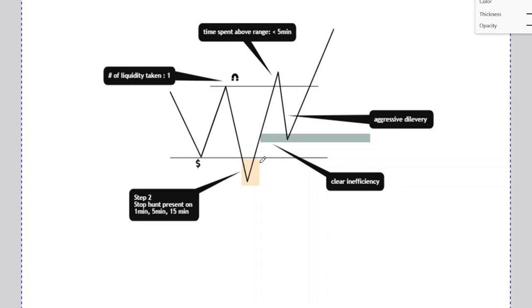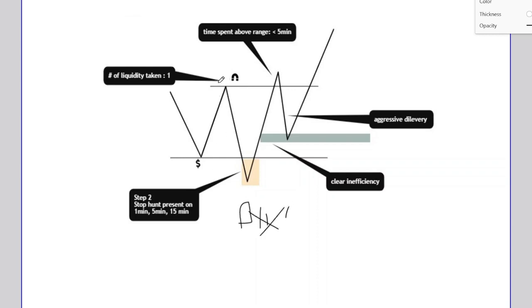First of all, your purge needs to be present on your 1 minute, 5 minute, and 15 minutes. What I mean is you need to have a body close going through your stop hunt. So when price stop hunted, you want to see a candle on the 1 minute, 5 minute, and the 15 minute. Sometimes you see a candle on the 1 minute, but when you go on the 5 minute and the 15 minutes, all you see is a wick. That would make this trading setup invalid.